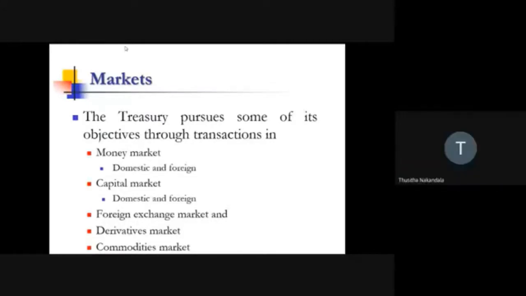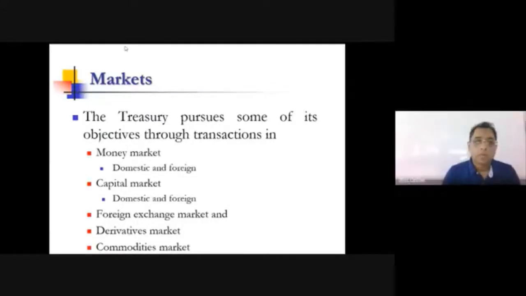Okay, thank you. So the treasury, the markets that they deal in. We have discussed the functions. Now we come down to more detail on where treasury would actually go to manage the risk and manage the liquidity. Where would they go to?